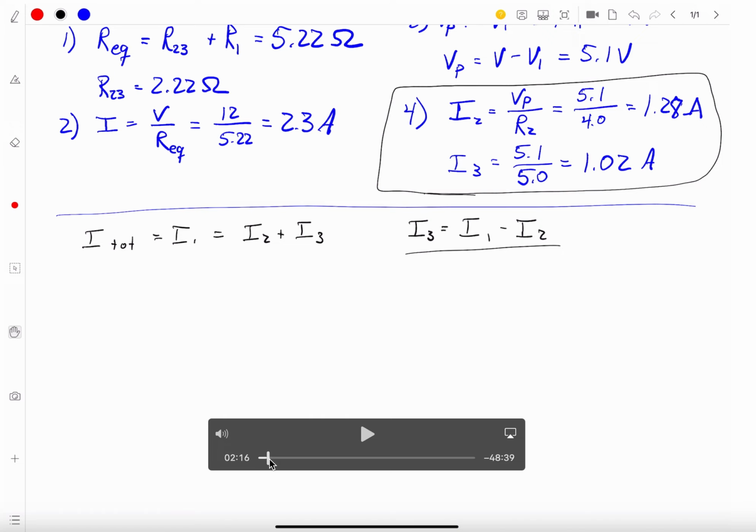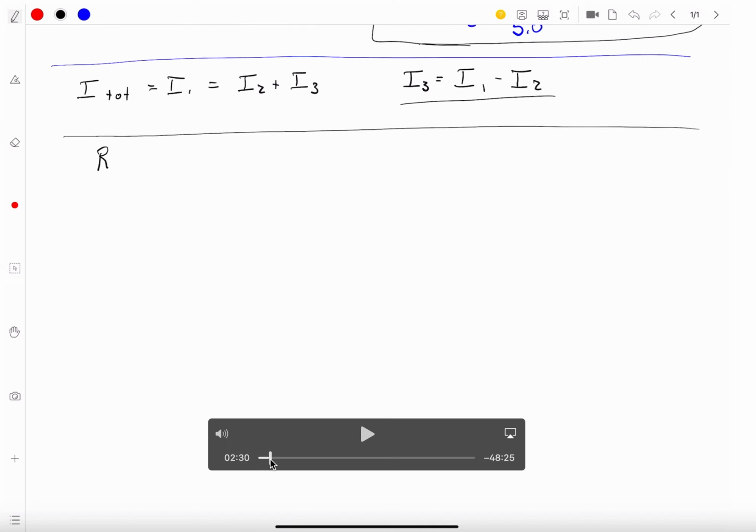So do step number 4 the way step number 4 was laid out for you there. You can use this, I total equals I1 equals I2 plus I3, as a check, okay? Because if that doesn't work out, then you've done something wrong.